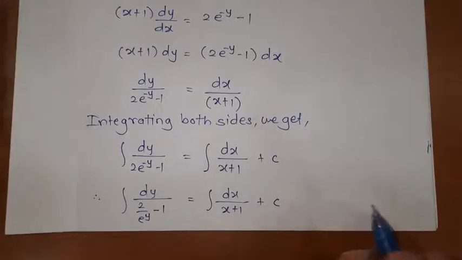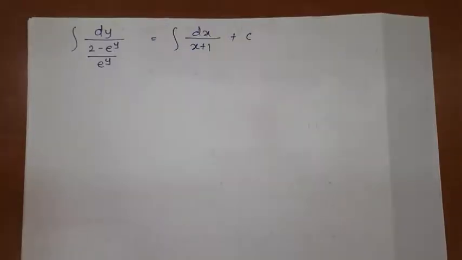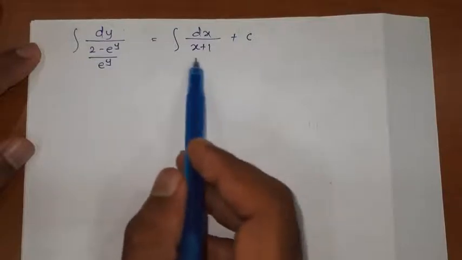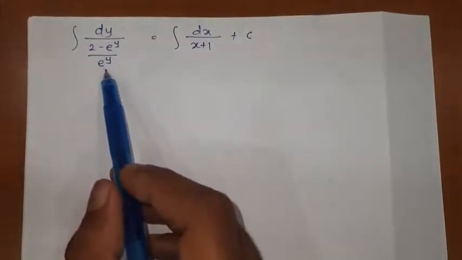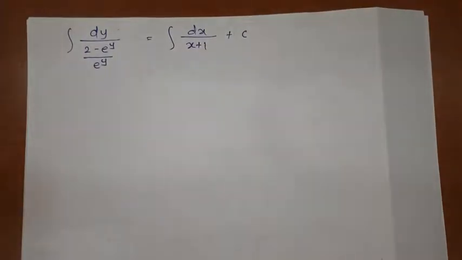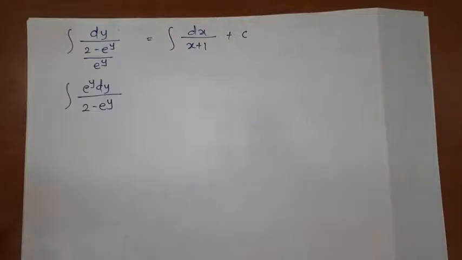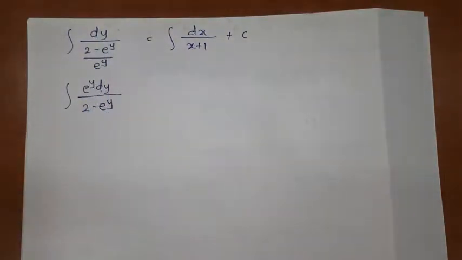After that, what will I do? We can cross multiply here. Let us write on the next page now. Okay, so after cross multiplying, I got this term. I copied the right hand side. So this e raised to y is in denominator of denominator, so I will shift it to the numerator. After shifting e raised to y to the numerator, we got this one.